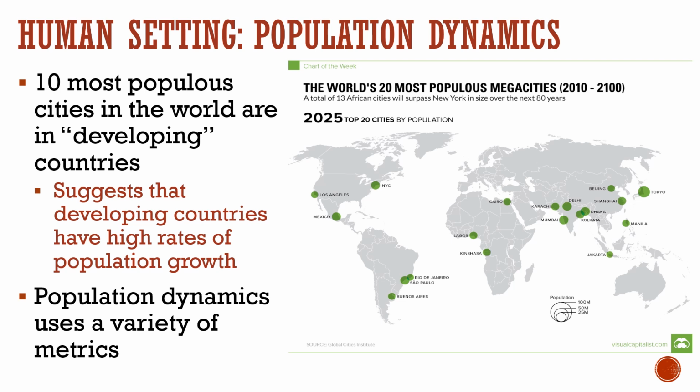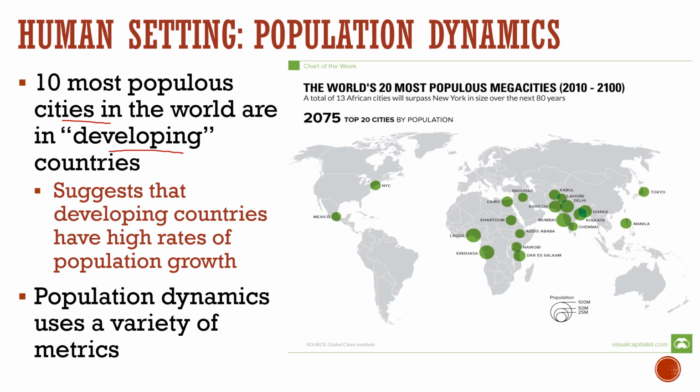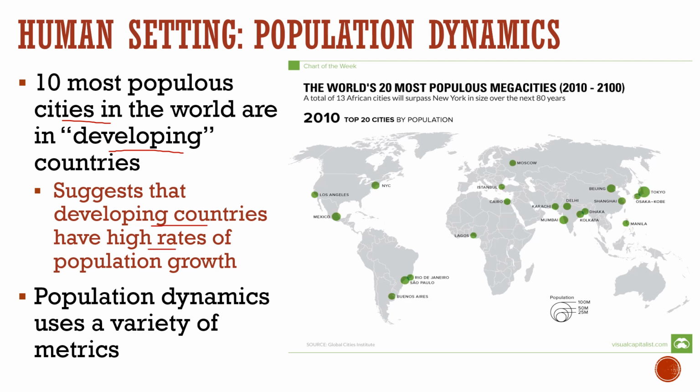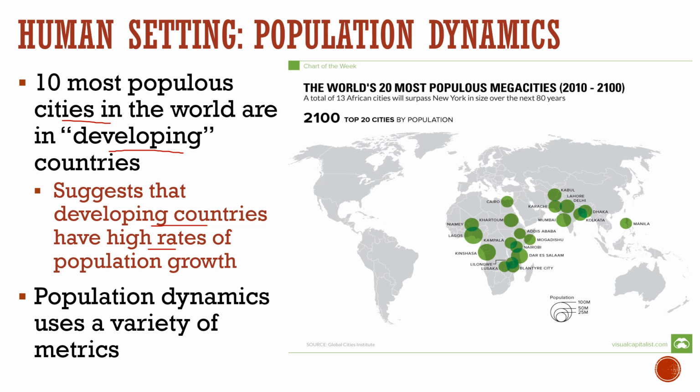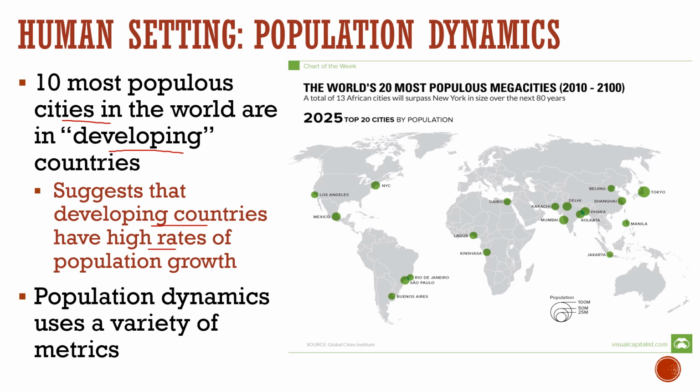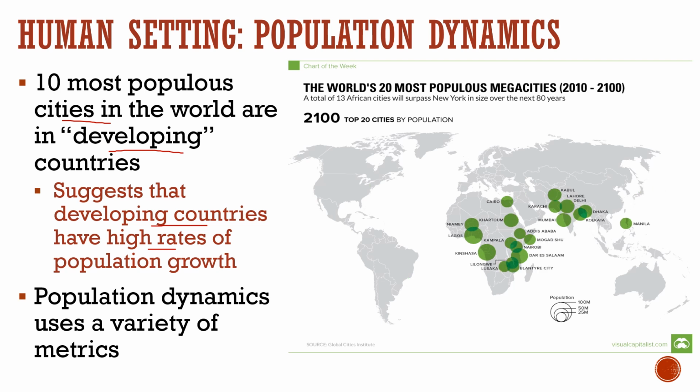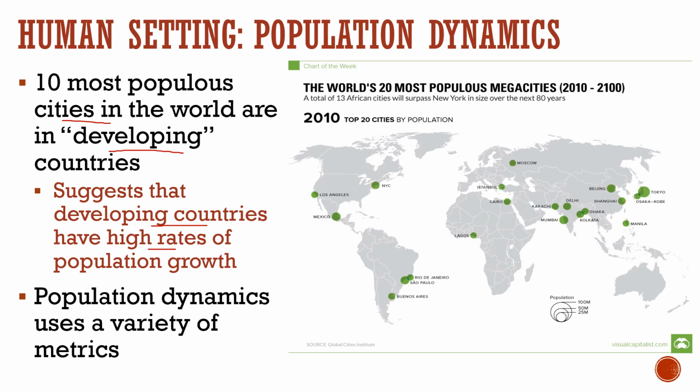Also, these population dynamics. The 10 most populous cities in the world are in developing countries. This suggests that developing countries have higher rates of population growth. Usually in urbanized or industrialized nations or regions, the birth rate is lower. They're more work oriented, so the population is actually smaller. Whereas areas like Africa, where they are developing, as we see here on our map, this is where more and more of the populations are growing: the developing countries.